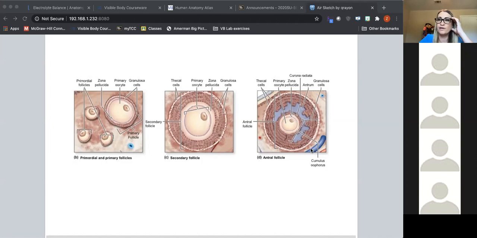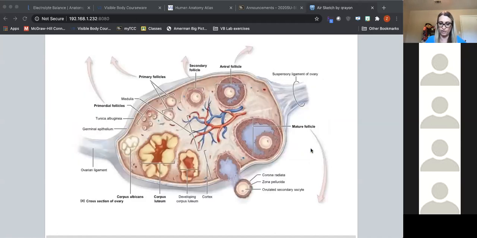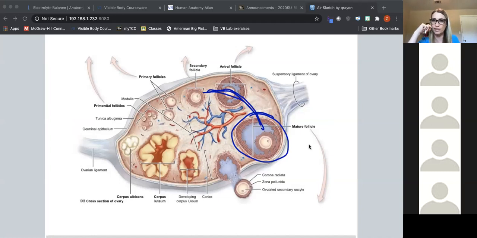Typically, of the follicles that were stimulated to start maturing, only one will develop into that mature follicle or Graafian follicle or vesicular follicle. You pick your name there. It's one of those, or as I said, some people just call it antral follicle. The mature follicle is the follicle that now contains the secondary oocyte. So somewhere between here, the meiosis 1 has completed.